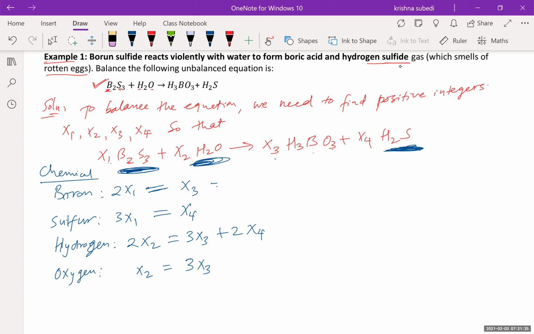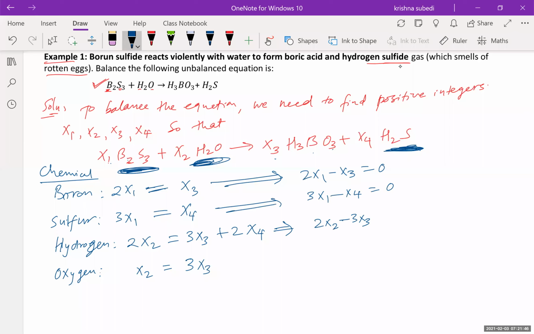Let me just write this in a nice way. We have a system of equations now. 2x1 minus x3 equals 0. From this one, we have 3x1 minus x4 equals 0. From this one, we have 2x2 minus 3x3 minus 2x4 equals 0. And from this one, we have x2 minus 3x3 equals 0.